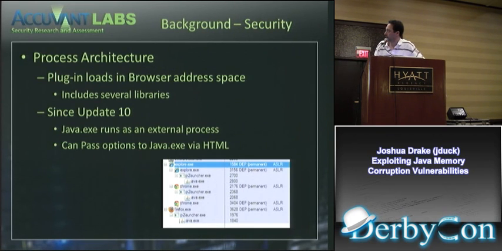So a little slide here on the process architecture. Can you guys see the screenshot okay? As of update 10, they decided, for reliability reasons, which I guess means it crashes too much, to run it as an external process to the browser. So you can see all three browsers are represented here. What it does is launch the JP2 launcher, which is just a stub that takes some stuff and then passes it to the Java executable. The plugin fires that off, and the plugin loads in the actual browser address space still.